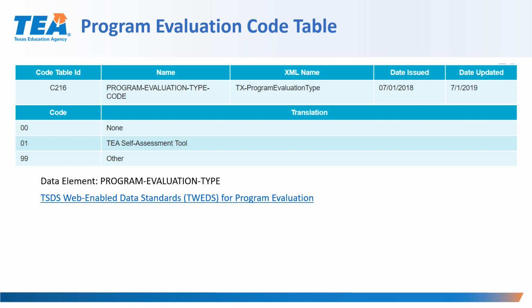Additionally, when selecting a code, please ensure the local education agency staff selects one of the 3 options. 00 if your district or charter did not complete any program evaluation. 01 if your district or charter used TEA's pre-kindergarten self-assessment tool, including either the online version or the downloadable version. 99 if your district or charter used a different program evaluation tool. Please note that using the online TEA self-assessment tool does not submit this data in the Early Childhood Data System. The appropriate staff will still need to report using the code table found on your screen.